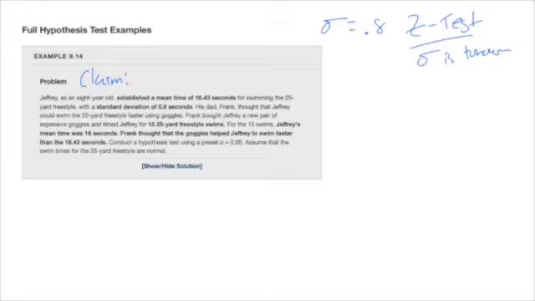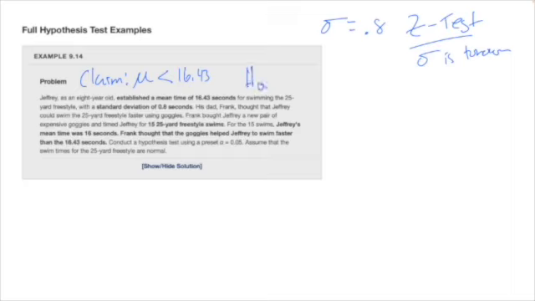All right, so Frank, the dad, his claim is that with the goggles, the mean time is less than 16.43 seconds because he wants him to be faster than that, right? That claim does not have an equal sign. So that means that that's our alternative hypothesis. The null has to be contradictory to that. So our null hypothesis is that the mean would be greater than or equal to the 16.43.